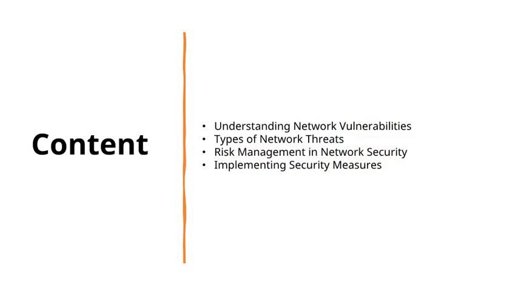This module consists of the following 4 sections. Section 1. Understanding network vulnerabilities. This section delves into the flaws and weaknesses in network design, software, or hardware configurations, highlighting common issues like software bugs and outdated systems. This knowledge is crucial for effective risk management and robust security measures.